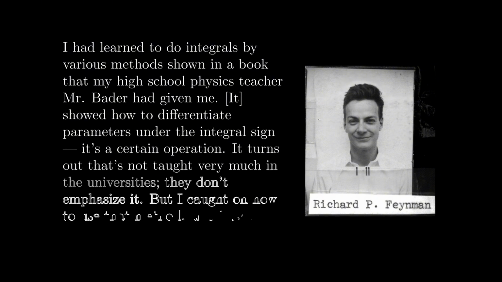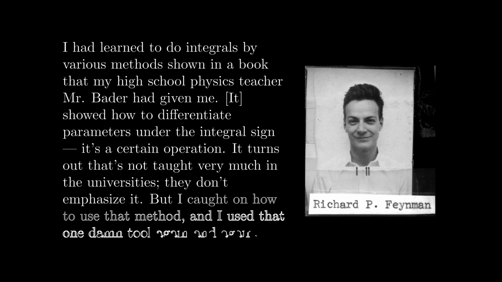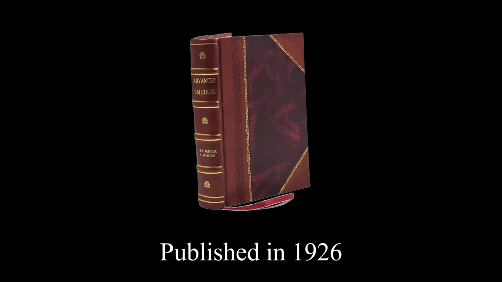It's a certain operation. It turns out that that's not taught very much in the universities. They don't emphasize it. But I caught on how to use that method, and I used that one damn thing again and again." The book Richard Feynman mentioned is called Advanced Calculus, published in 1926, almost 100 years ago.